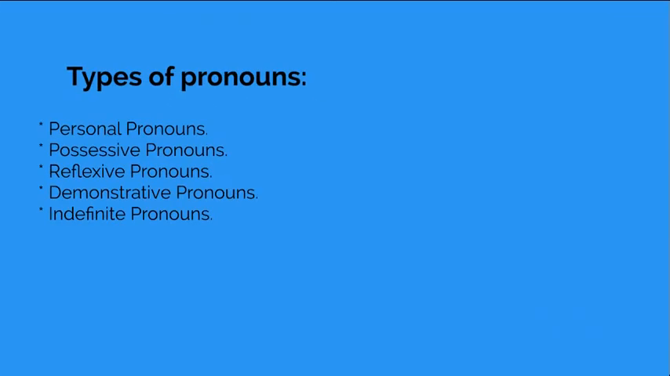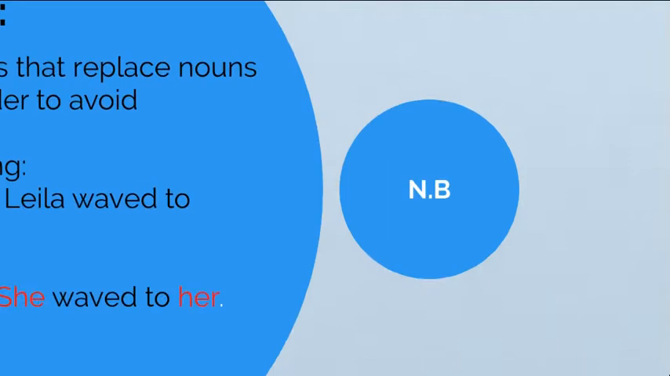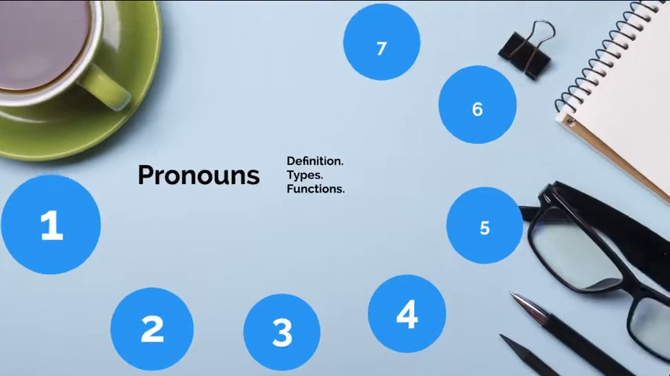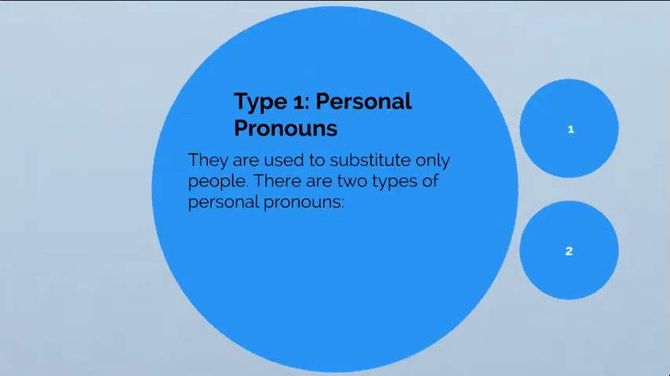In English, we have many types of pronouns. We have personal, possessive, reflexive, demonstrative, and indefinite. And we are going to deal with each type in detail. So let's start with the first type, which is personal pronouns.